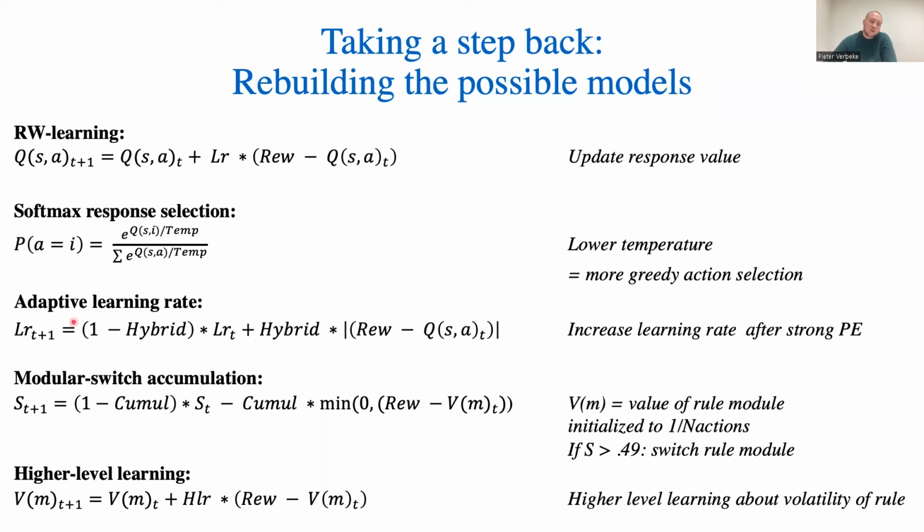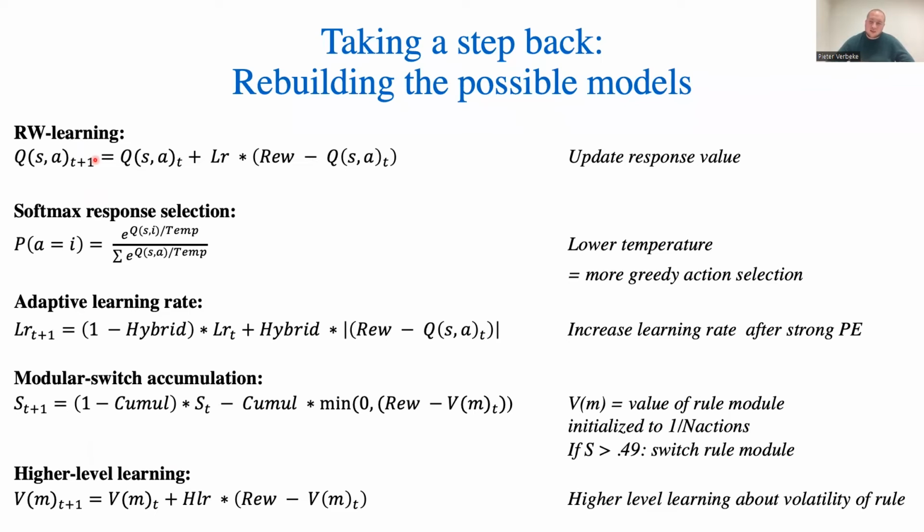So then I also tried to explore a very common computational feature that is used in human computational research, which is an adaptive learning rate. So here the idea is that the learning rate decreases once learning has converged, so once the prediction errors are very small, but speeds up again if there are strong prediction errors, because this means that probably something has changed in the environment and we need to start learning again. Then I also explored, of course, the modular switch accumulation that we have in the sync model, together with a higher level learning that I also described in the sync model.